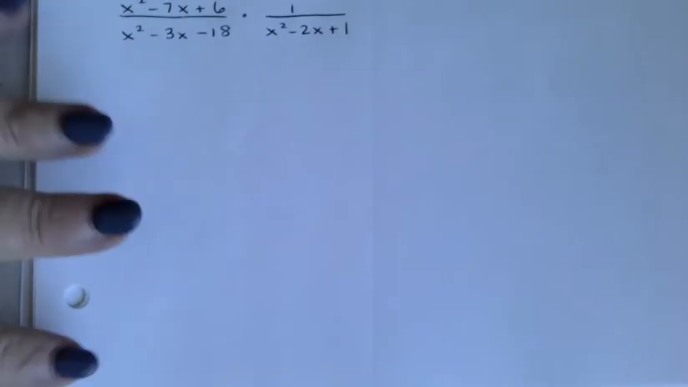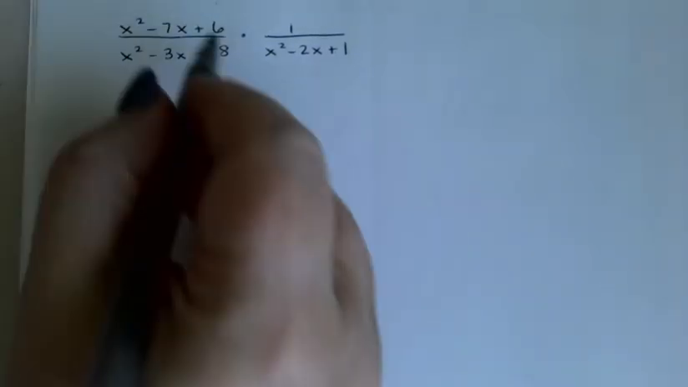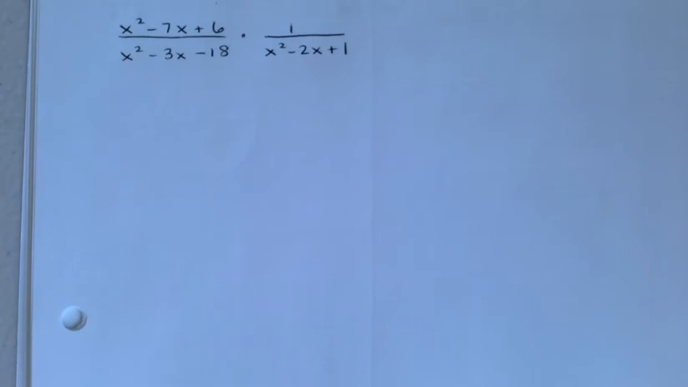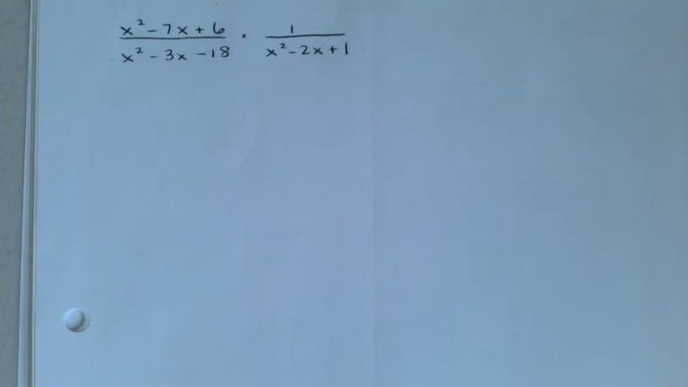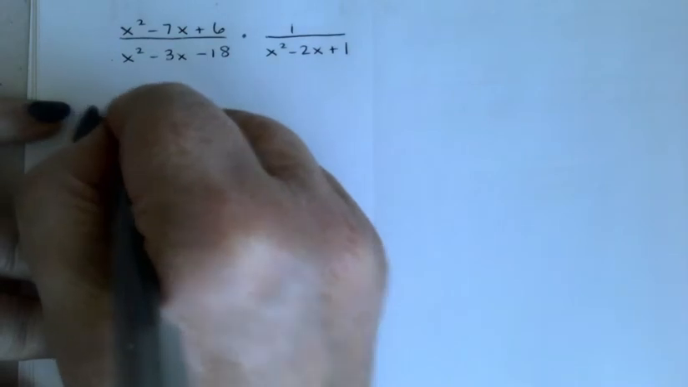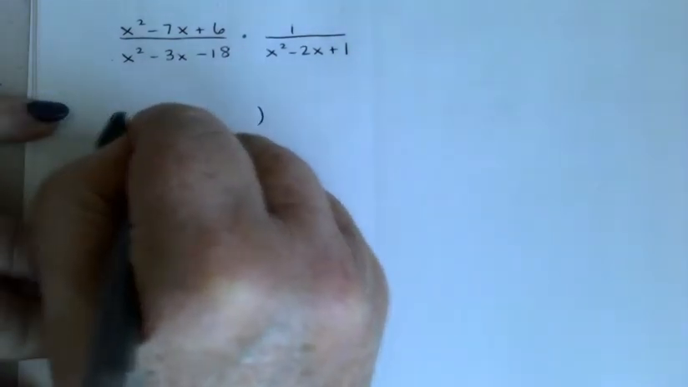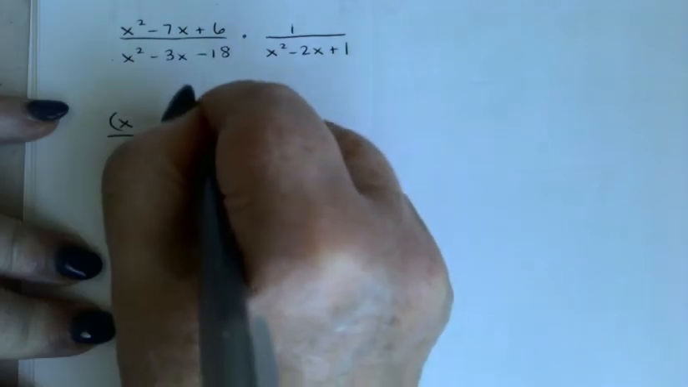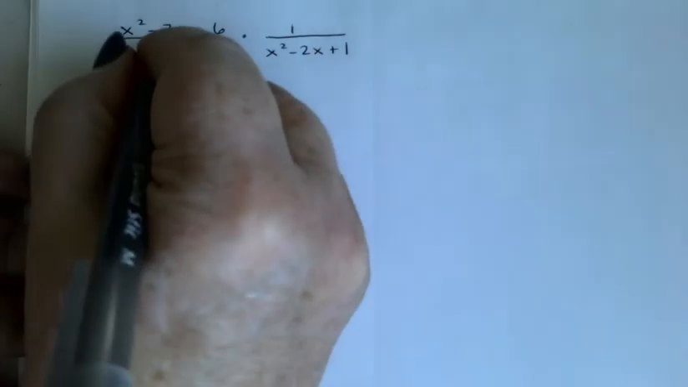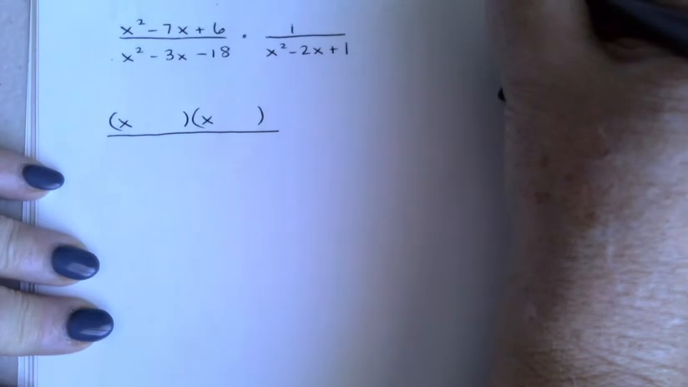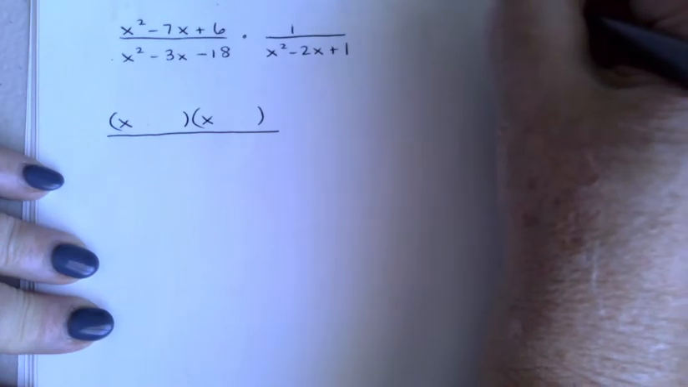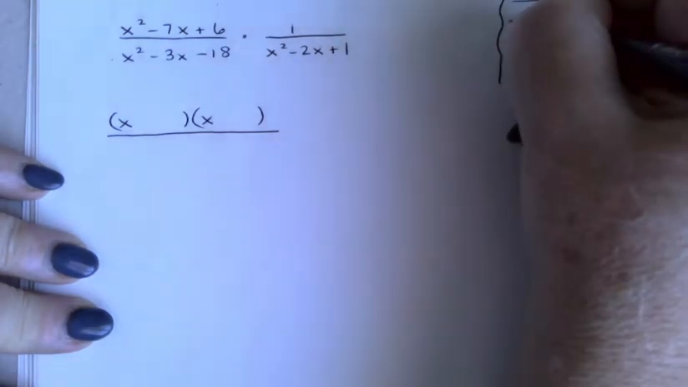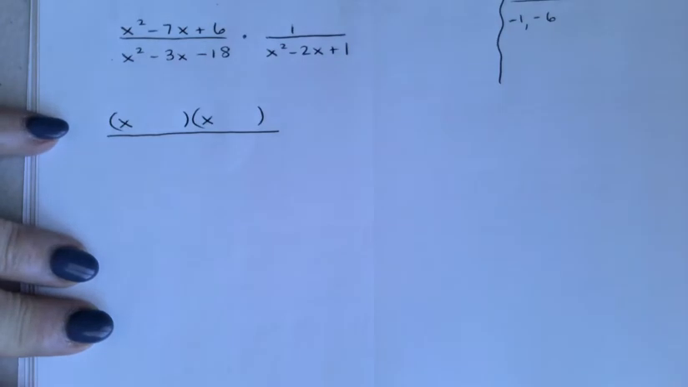All right, I need to get my factored forms, and these are all trinomials, so they're all sum and product. But the good news is my leading coefficients here are all 1s, so I'll be able to use some shortcuts this time. Let's see, in the numerator, I know that x squared has to be x times x, and I'm looking for a sum of negative 7 and a product of 6. So I'm thinking negative 1 and negative 6 would do that.